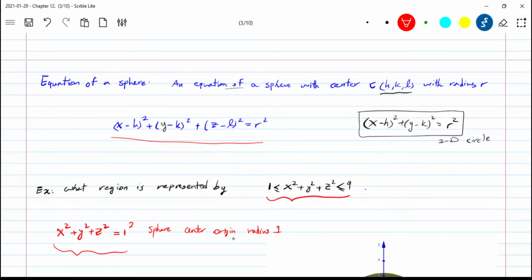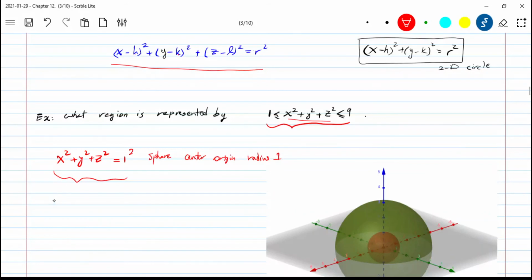And if you look at the other side, if you set that equal to 9, what we get is x squared plus y squared plus z squared equals 9. 9 is basically the same as 3 squared. So this is a sphere with center at the origin and radius 3.